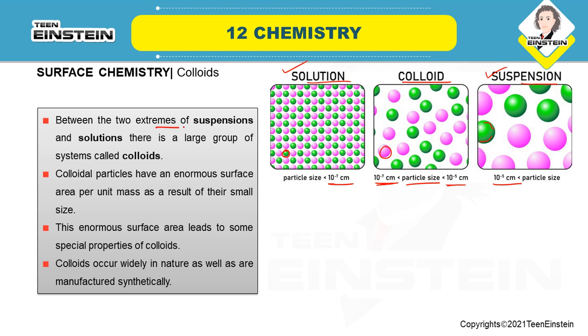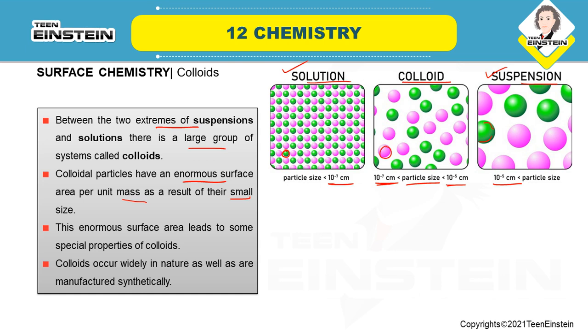So between the two extremes of suspension and solution, there is a large group of systems that are known as colloids. Their particles have an enormous surface area per unit mass, because now the size is small compared to suspension, so surface area will increase. This enormous surface area leads to some specific properties for colloids. These are exclusive for colloids. You will not observe these properties for solution or suspension.